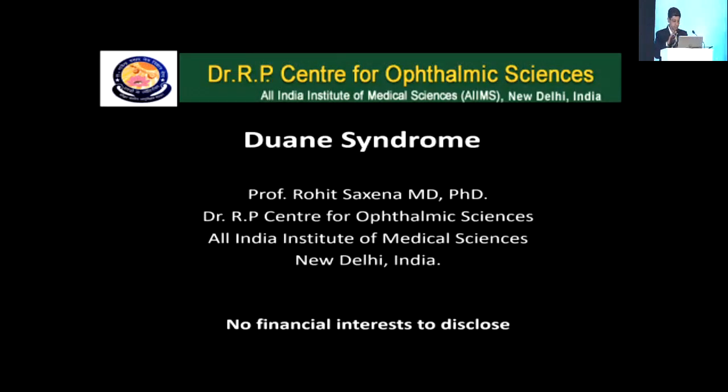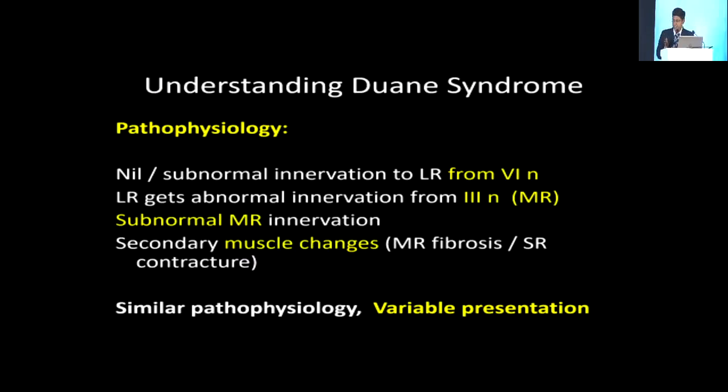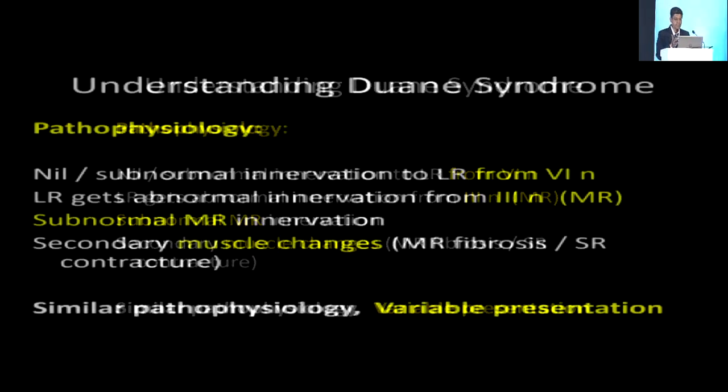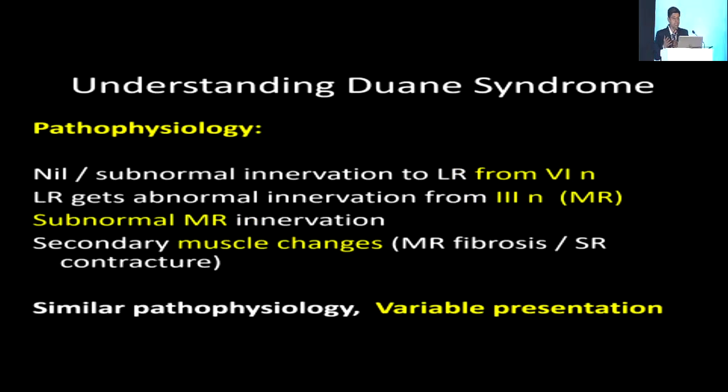Great. So the essential thing for management, the most important thing, is to understand the pathophysiology. And just a quick brief about it, Duane's is extremely interesting. Its presentation can be very, very unique. Of course, it's now part of the comprehensive overall congenital cranial dysinnervation syndromes, and we get a lot of different kinds of dysinnervations, and this is one of the most common. The basic pathology is nil or subnormal innervation to the lateral rectus from the sixth nerve. The lateral rectus gets abnormal innervation from the third nerve, the medial rectus subnucleus, essentially.